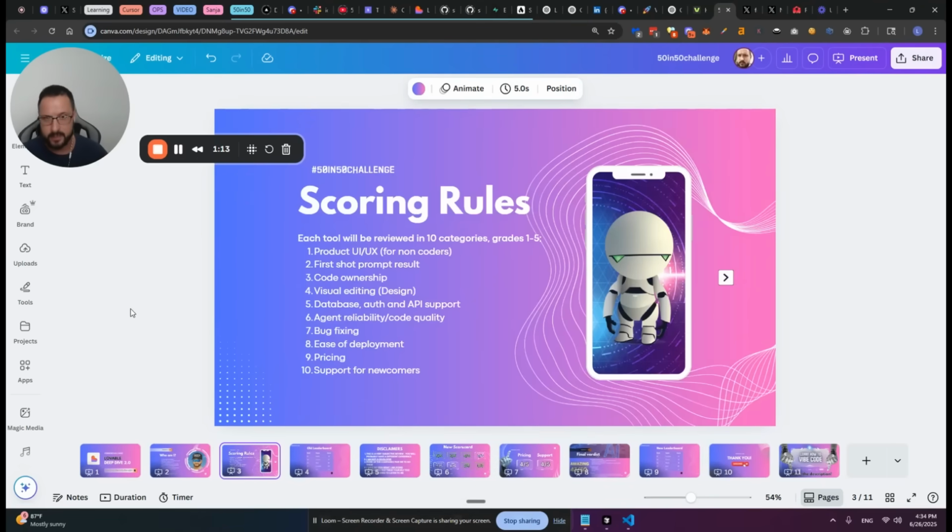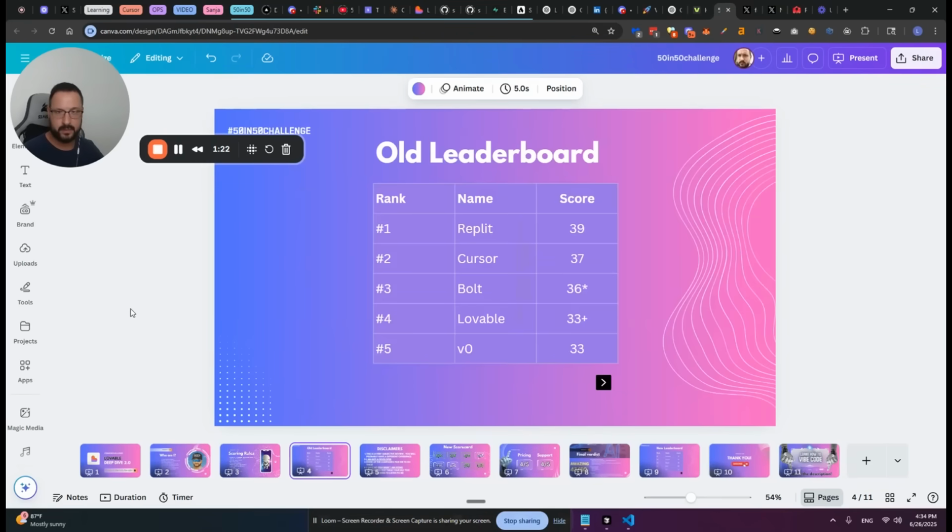There are some scoring rules here. I'm trying to score every AI vibe coding tool in 10 different categories, graded 1 to 5. And this is the old leaderboard, right? This is where I left off maybe a month and a half, maybe even 2 months ago. I reviewed these 5 and this is how I felt at that given point in time. Replit first, and as I said, Lovable was 4th. Cursor's number 2. And now things have changed more than a little bit.